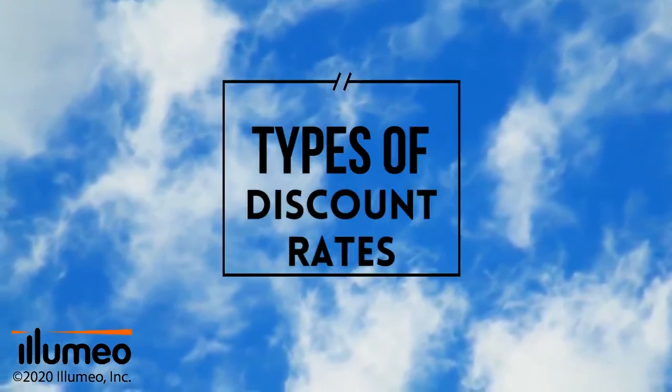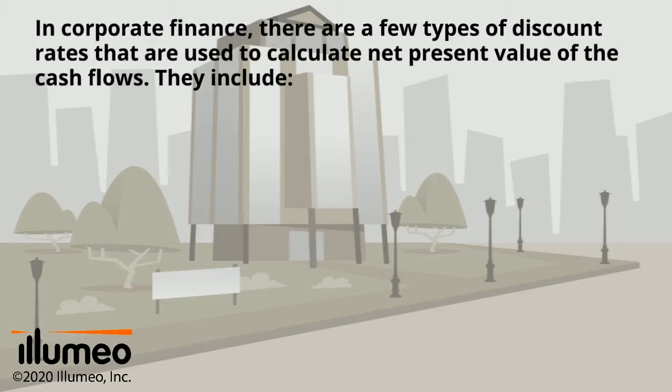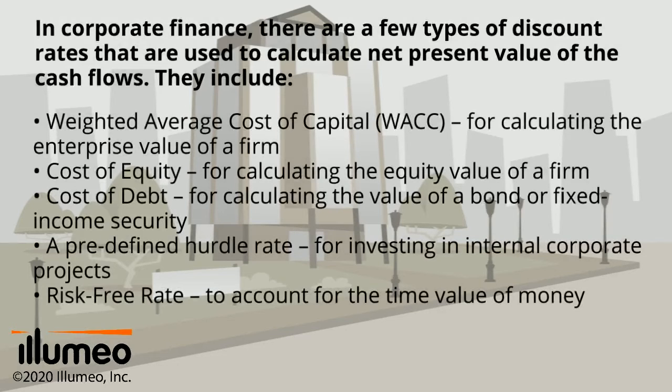Types of discount rates. In corporate finance, there are a few types of discount rates that are used to calculate the net present value of the cash flows. They include weighted average cost of capital, WACC, for calculating the enterprise value of a firm. Cost of equity, for calculating the equity value of a firm. Cost of debt, for calculating the value of a bond or fixed income security. A predefined hurdle rate, for investing in internal corporate projects. Risk-free rate, to account for the time value of money.